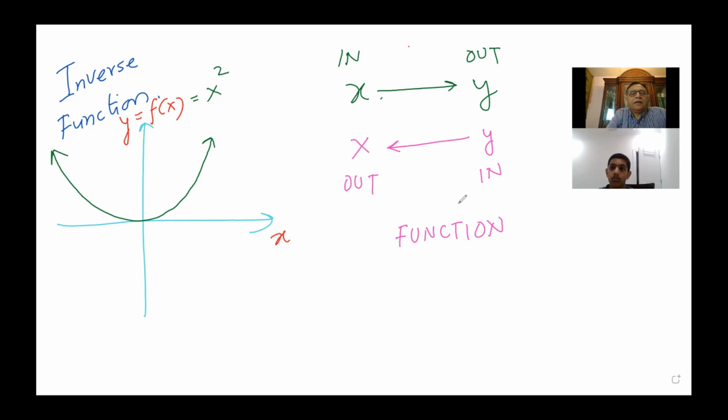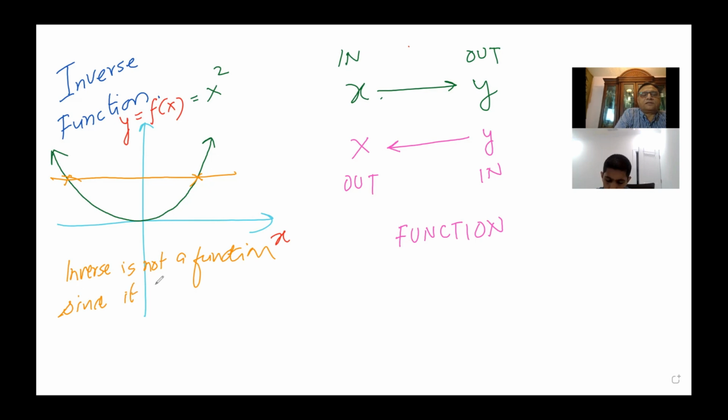Now we also learned that in case of a parabola, since it fails the horizontal line test, its inverse is not a function, correct? So if I draw a horizontal line, it fails, correct? So it means inverse is not a function, since it fails the horizontal line test. We are just doing a quick review of what you learned and where we left. So this is where we left, actually.